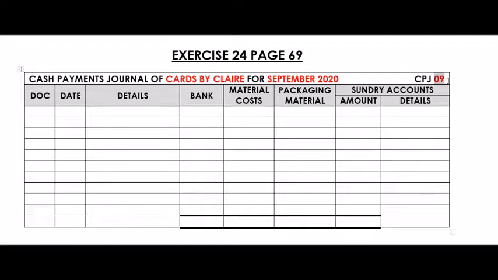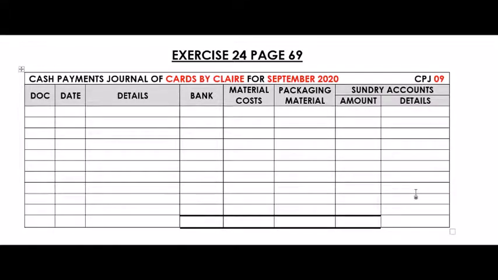Then you will notice that this company chose to have specific columns for material costs. This is the cost of all of the materials that go directly into the product that the company makes. So in this case, the costs of all of the materials used to actually make the cards. And the company chose to have a column for packaging material, which is all of the materials that go around the product that can be removed from the product, for example, envelopes or plastic bags or boxes or whatever. Everything else that we pay for that is not material costs or packaging materials will go to sundry accounts.